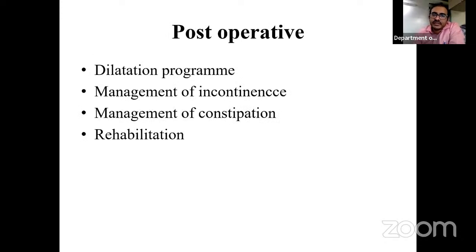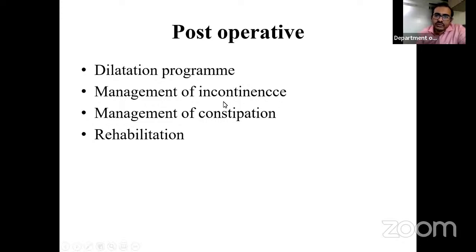Post-operatively, we have to put the patient on a dilatation program, because the new anus which we create has a tendency to restenose. Especially when the patient is on a colostomy, we have to do dilatation up to the point where the size of the anus is normal for the age. Once it is normal for the age, we go ahead with the stoma closure. Then, management of incontinence in the case of very high anomalies, like patients who have a very short colon, or where we are directly pulling up ileum.